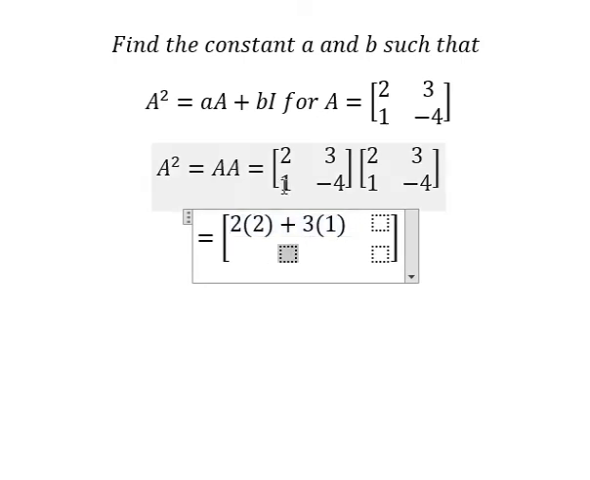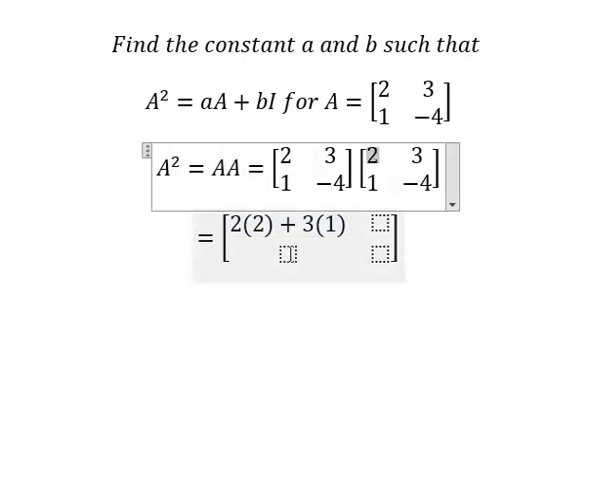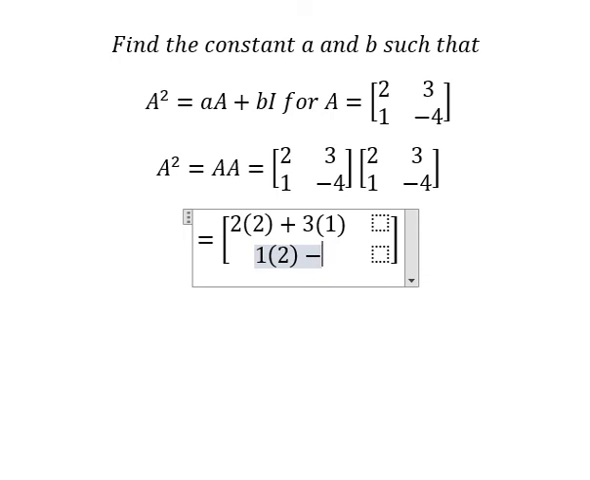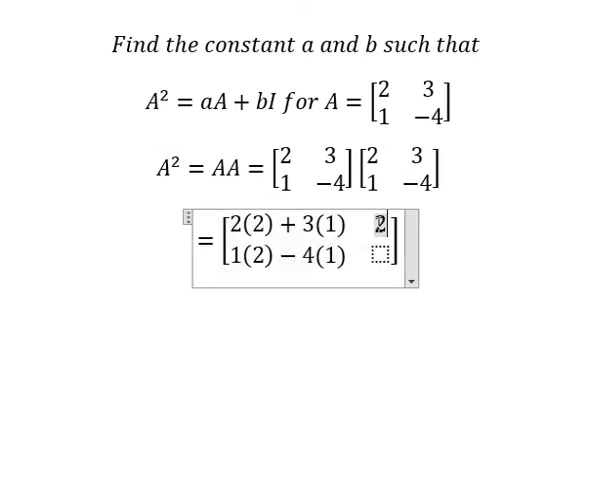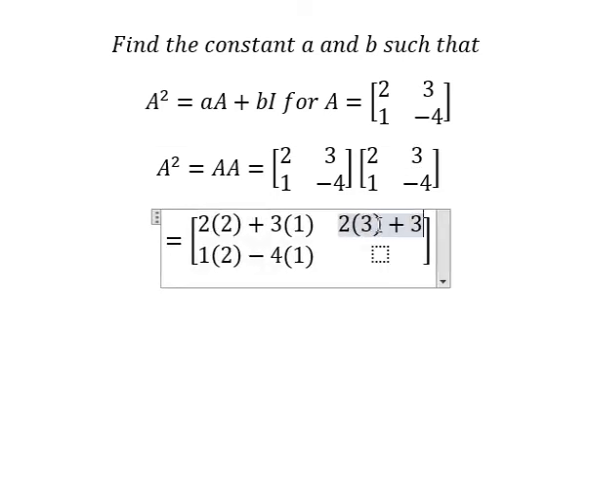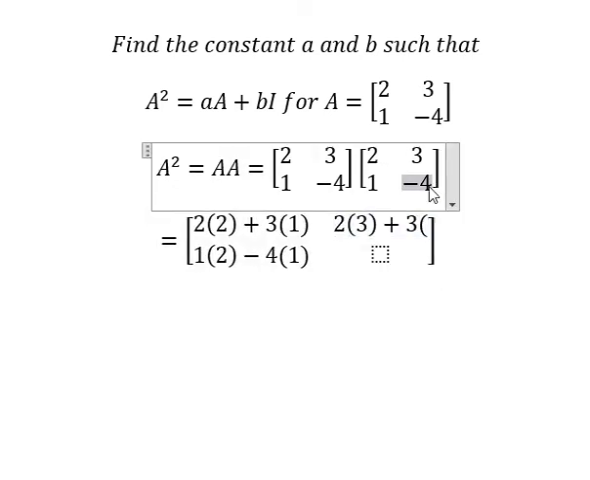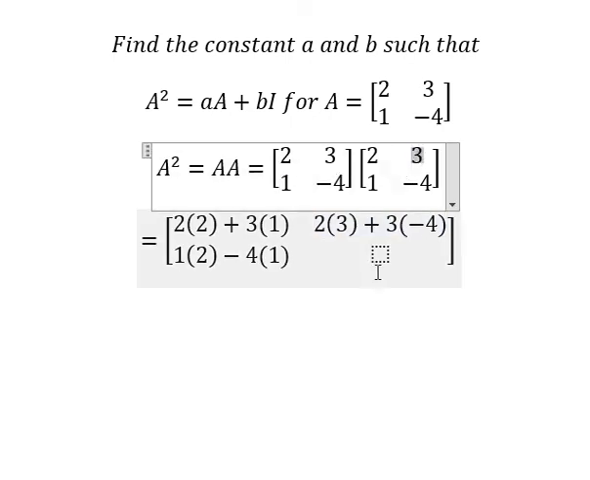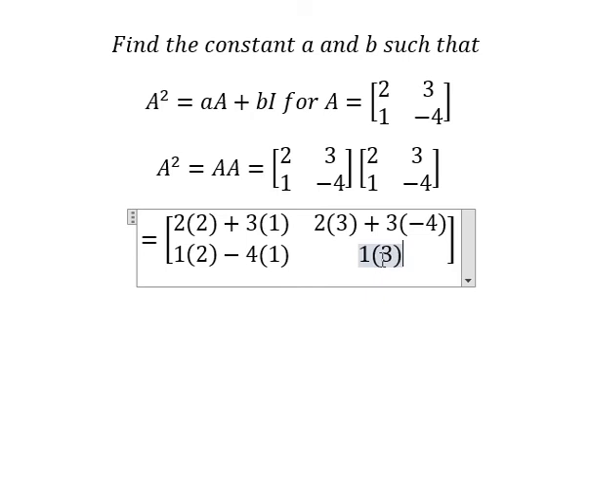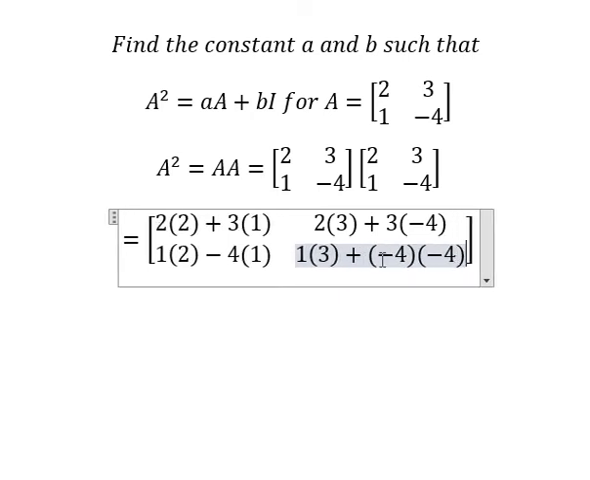The next one, number 1 multiplied by number 2 minus number 4 multiplied by number 1. The next one, number 2 multiplied by number 3, and number 3 multiplied by negative number 4. And the next one, number 1 multiplied by number 3, and negative number 4 multiplied by negative number 4.